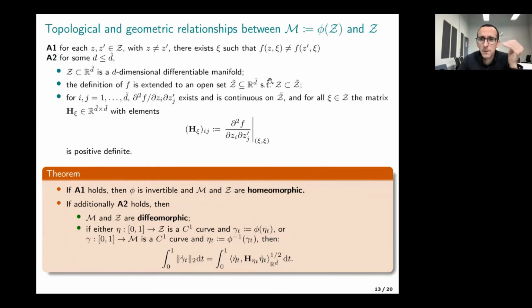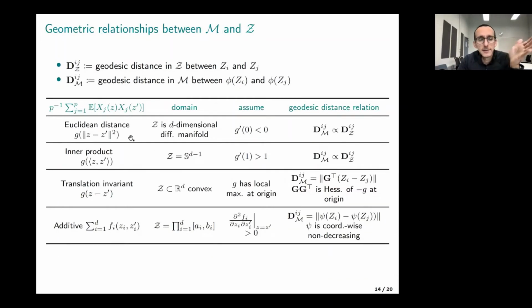And if one goes a step further and is prepared to assume a particular functional form for f, then we can calculate this matrix H, and we can say even more precise things about this relationship. So for example, these are just a few examples. If we assume that the kernel is some function of squared Euclidean distance that has this property, so it has basically a local maximum at zero, then it turns out that geodesic distance in the manifold M is proportional to geodesic distance in Z. Right?